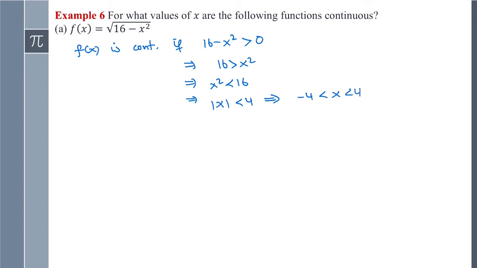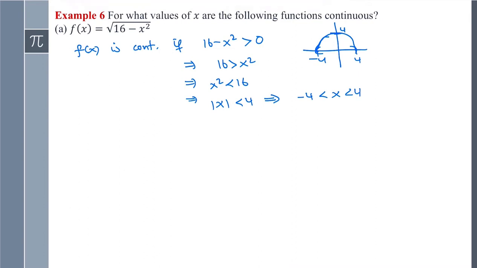Now if you graph this function, the graph of this function looks like this. So we have -4, we have +4, so it's like this. It's a semicircle with radius 4. Okay, so that's how it looks. So this says that it's continuous in the open interval from -4 to 4. Now what we need to do here is check the endpoints, whether the function is continuous at the endpoints or not. So what we need to check is the value of the function at the endpoints and the limit.